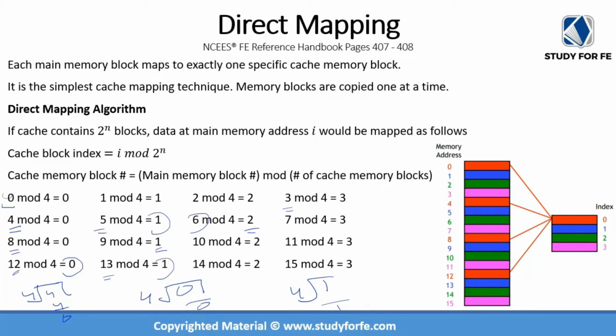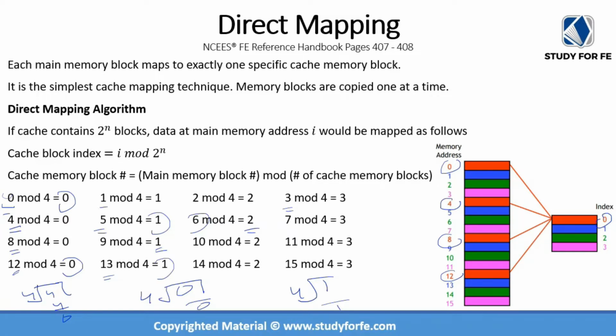So the way it's going to work is that memory address 0 in the main memory will end up at memory address 0 in the cache memory. Similarly, 4 will end up at memory location 0 because 4 mod 4 is equal to 0. Now 8 mod 4 is equal to 0 and 12 mod 4 is equal to 0 as well. So this is direct mapping. All of these memory blocks are restricted to one specific location in the cache memory.